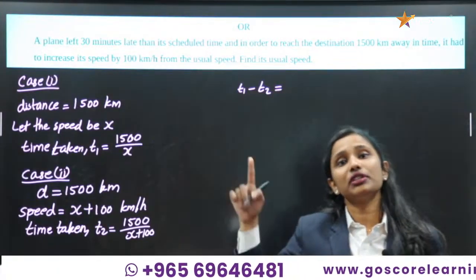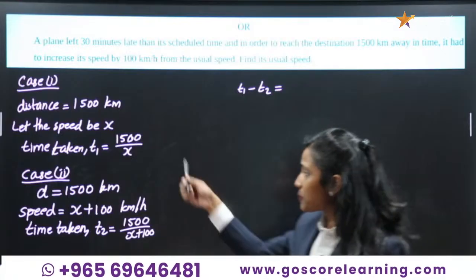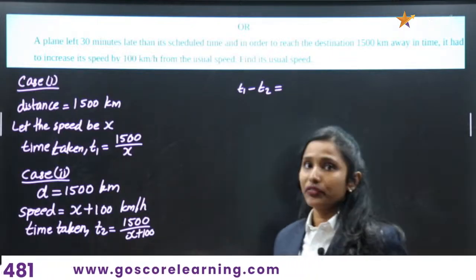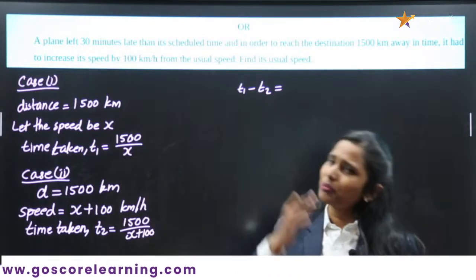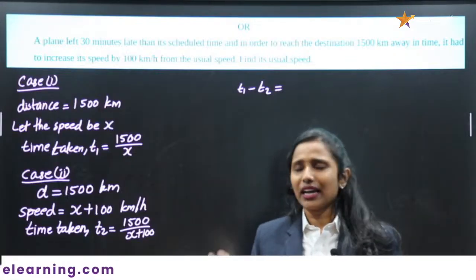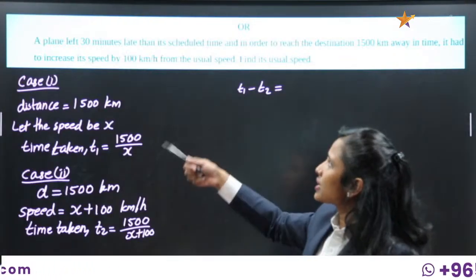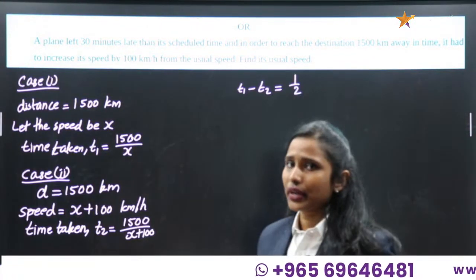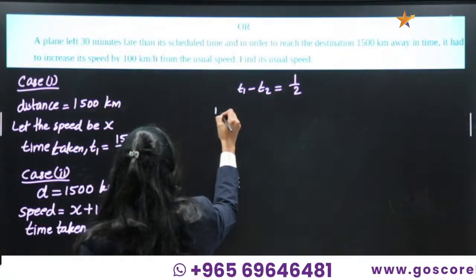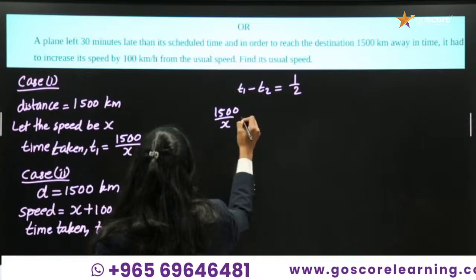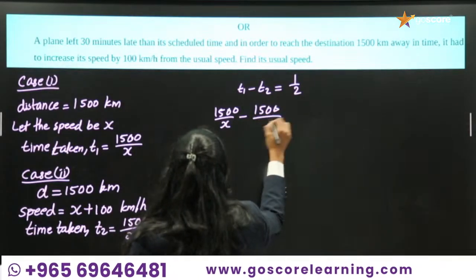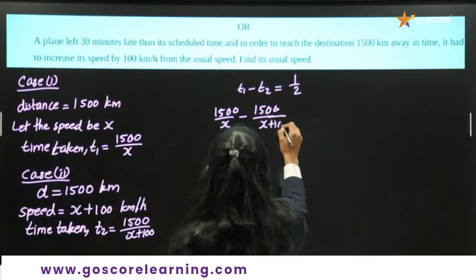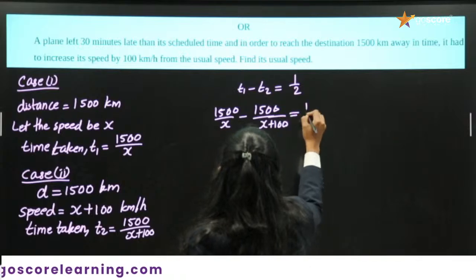We need to convert it into hours because the speed is given in kilometers per hour. 30 minutes to hours is divided by 60, or you can think 30 minutes means half of the hour. So you can think 1 by 2. Now T1 is 1500 divided by x minus T2, 1500 divided by x plus, sorry, not x plus 6, it is x plus 100, equal to 1 by 2.